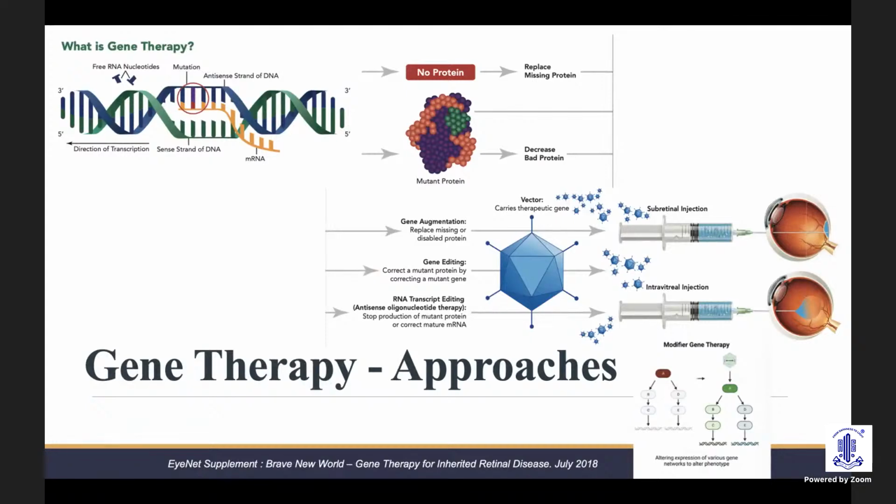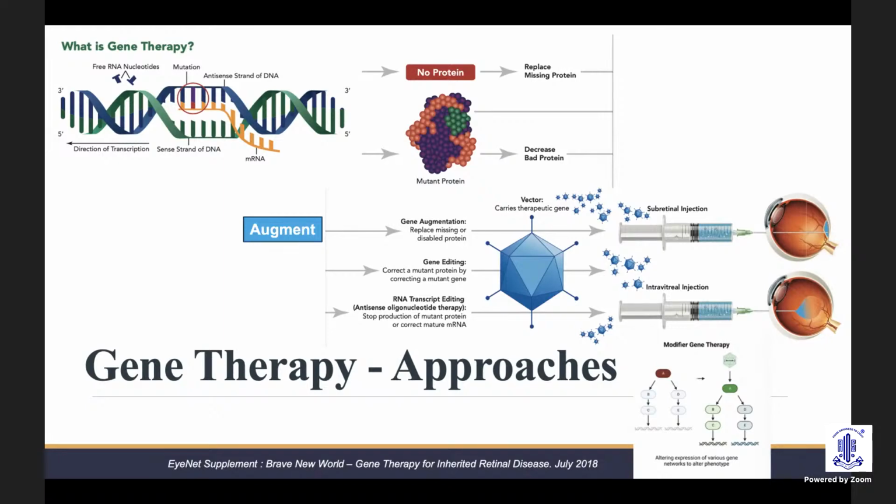The transcription product is at fault, and that RNA is subsequently going to make either no protein or a wrong protein, a mutant protein. If you have no protein, which is the case in most of our autosomal recessive disorders, you would want to replace that missing protein by replacing the gene in the DNA. And that is something we call gene augmentation. So that is one approach to this.